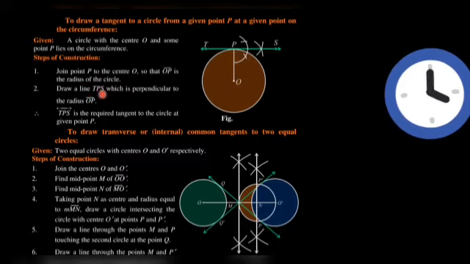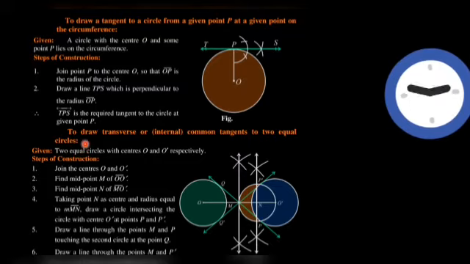Then we draw a line TPS which is perpendicular to the radius OP. TPS is the required tangent to the circle at the given point P. There are different methods to draw this perpendicular, by drawing an angle of 90 degrees at the point and then extending it both ways. So TPS is the required tangent.